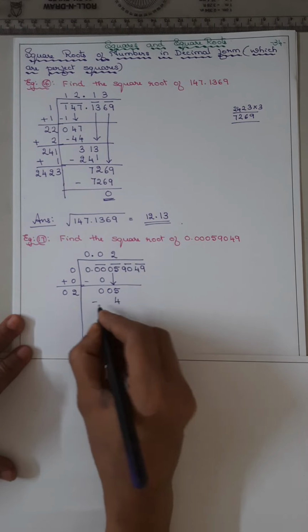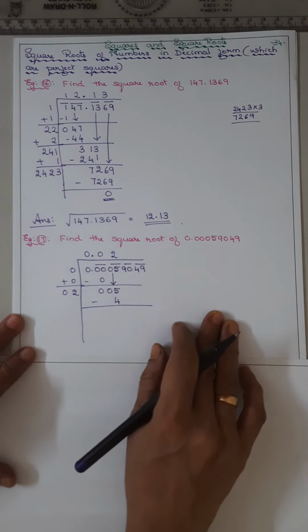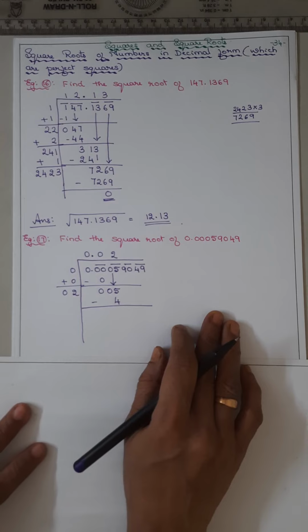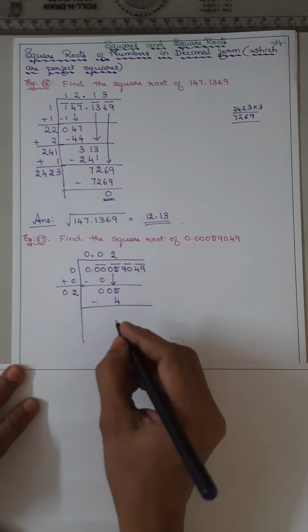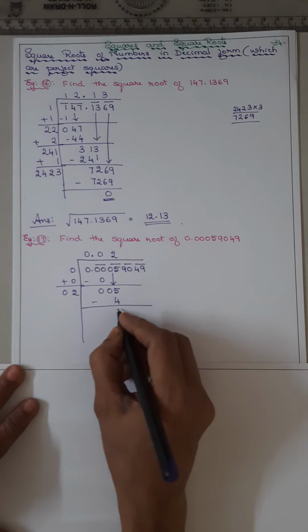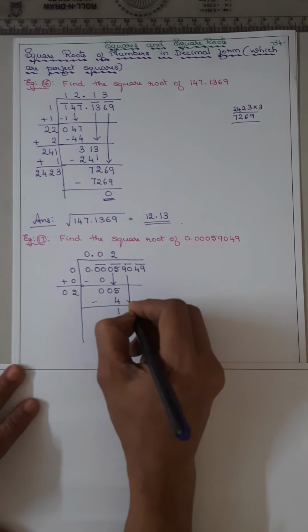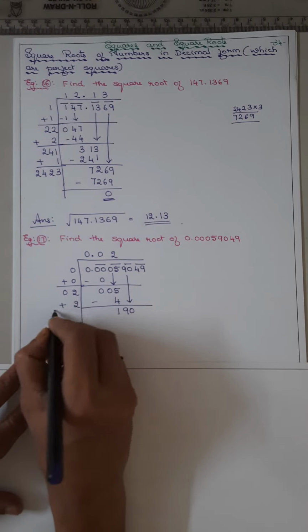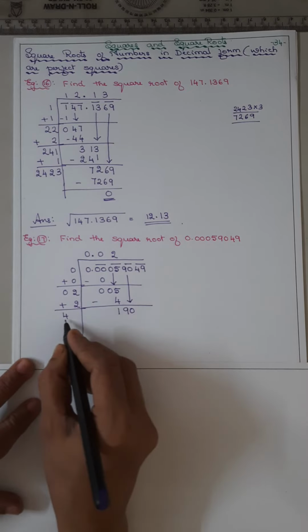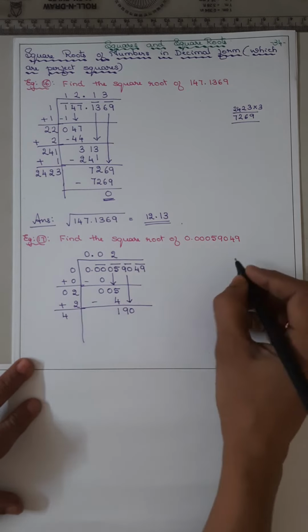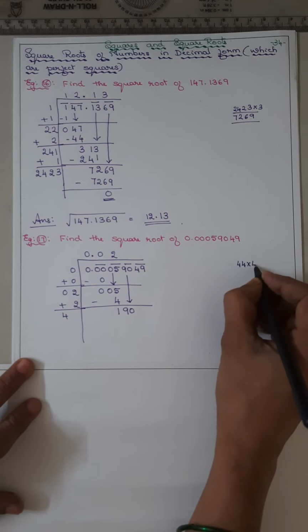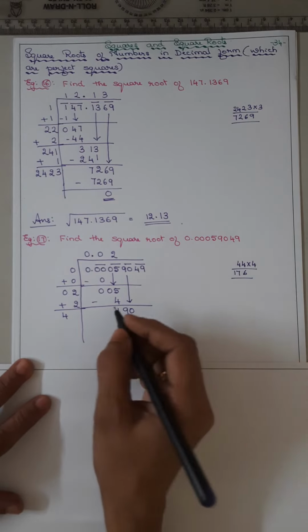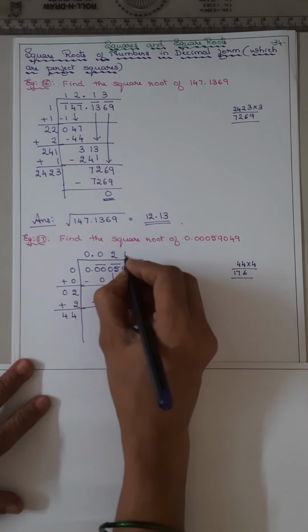2 2s are 4. Hope everyone is understanding how to do the square root of decimals. Okay, now 5 minus 4, 1. Bring 90 down. Now add this 2, you'll get 4. Now 4, how much are 19? 4 4s are 16, 17. Can you put? Yes, so put 4.